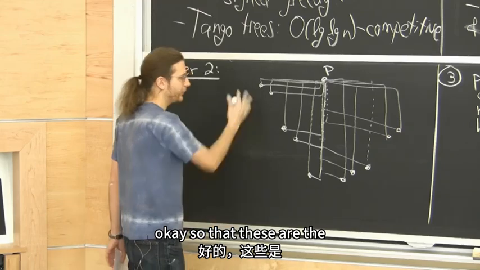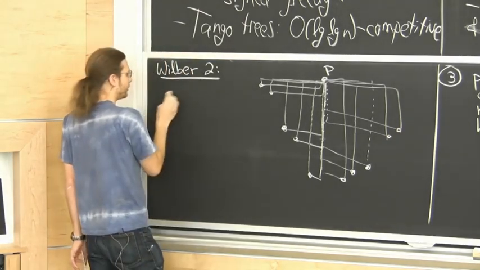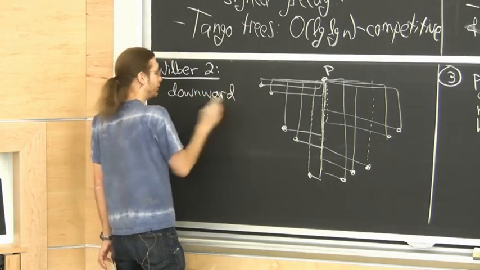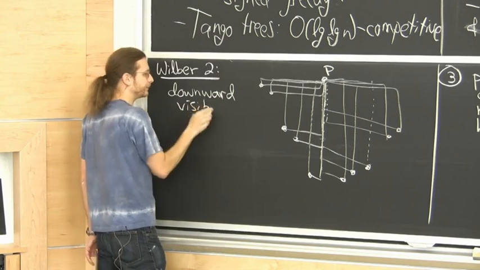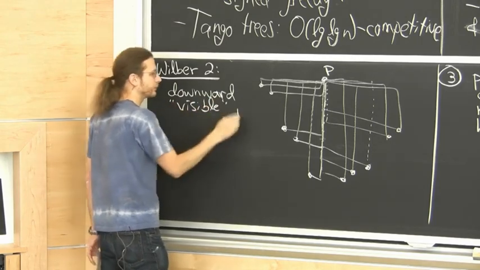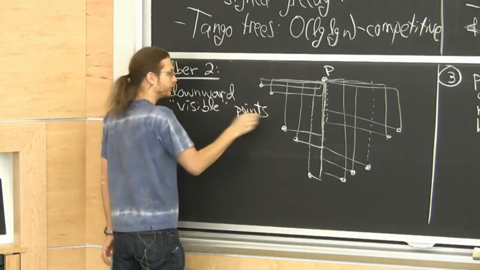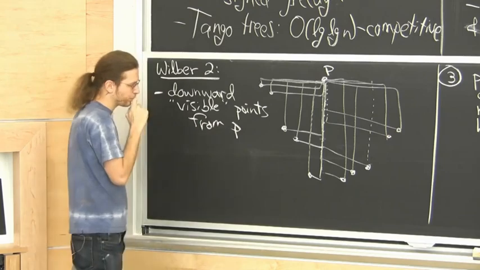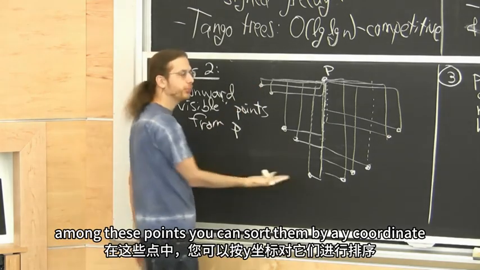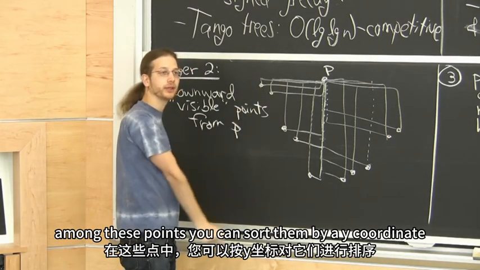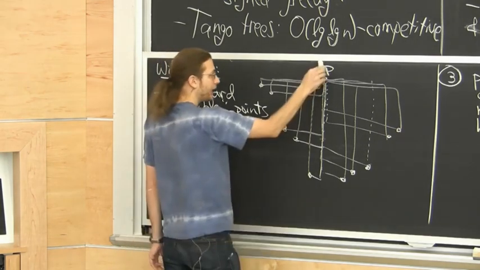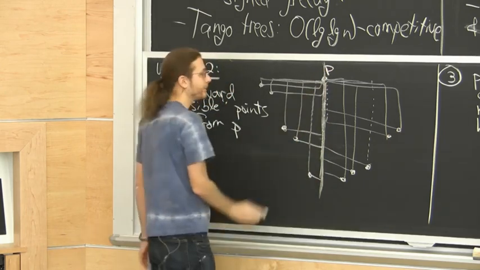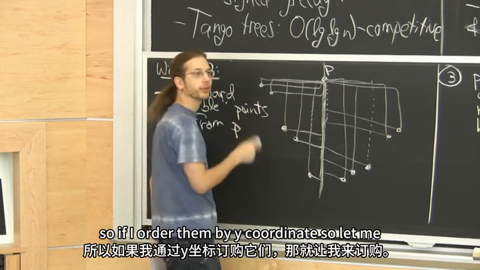Okay, so these are the downward visible points from P. And now, among these points, you can sort them by y-coordinate. And I want to see how many times they cross this vertical line. So if I order them by y-coordinate.